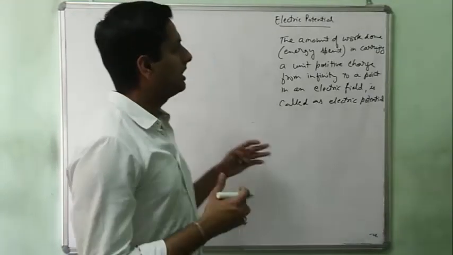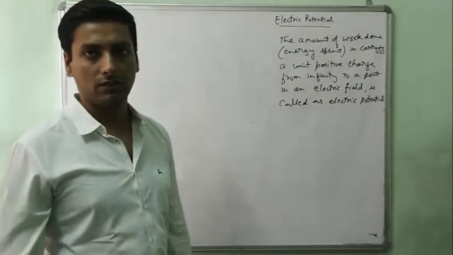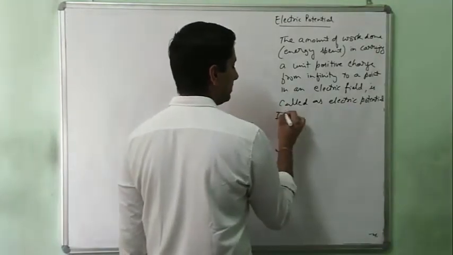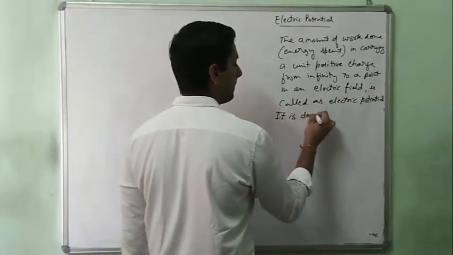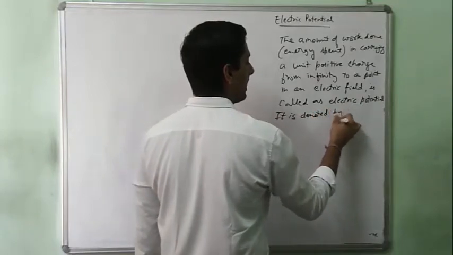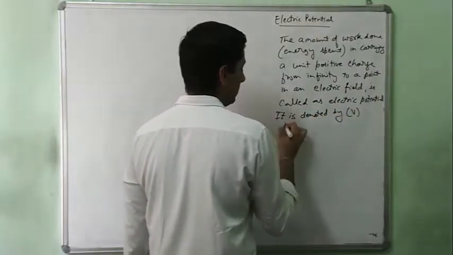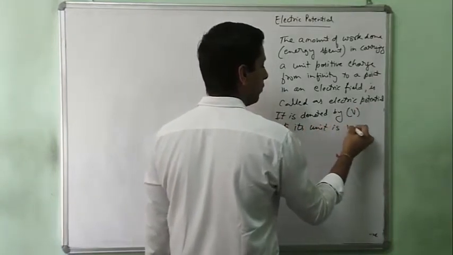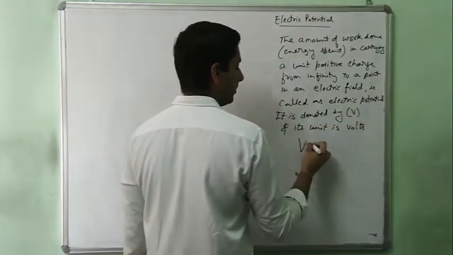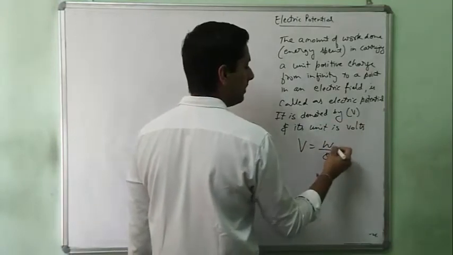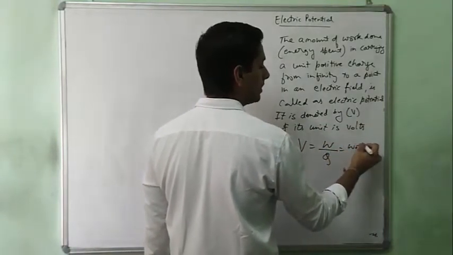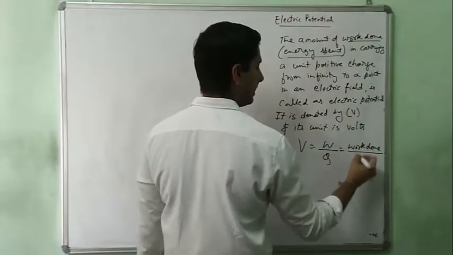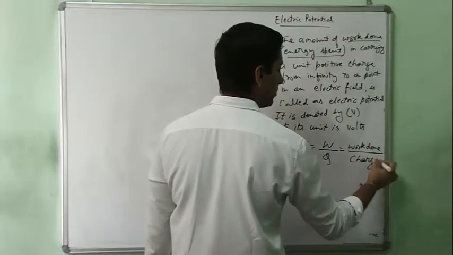The meaning of this I have explained with an analogy of water pump system in the previous lecture, so you can understand the meaning of electric potential and potential difference from those lectures. Now, electric potential, it is denoted by capital V and its unit is volts. The formula is V equals to W by Q. W is work done, that is amount of energy spent, correct? And this is the charge that you are carrying.